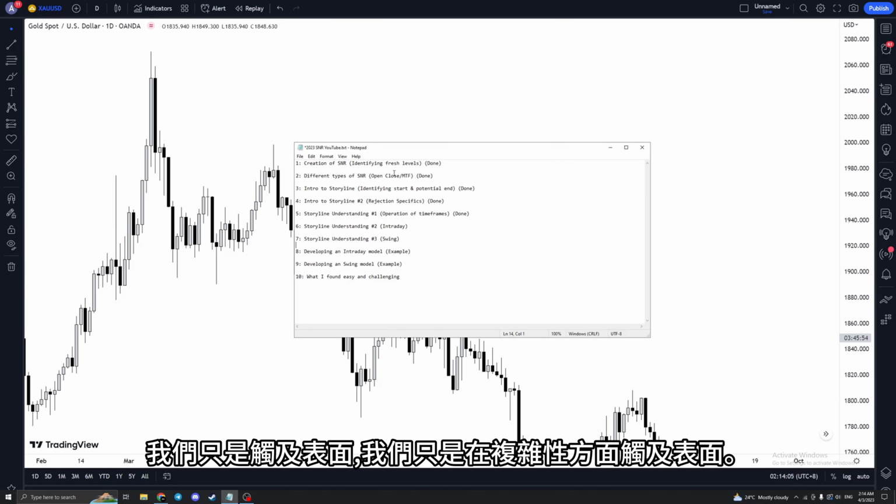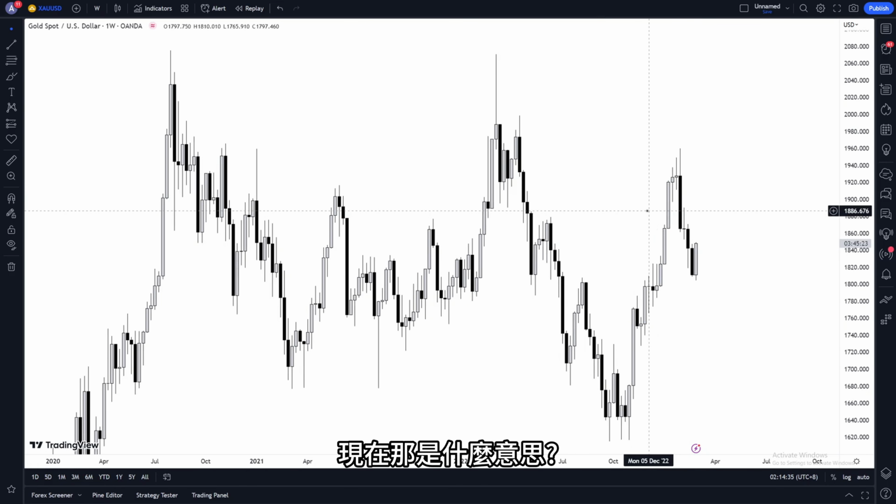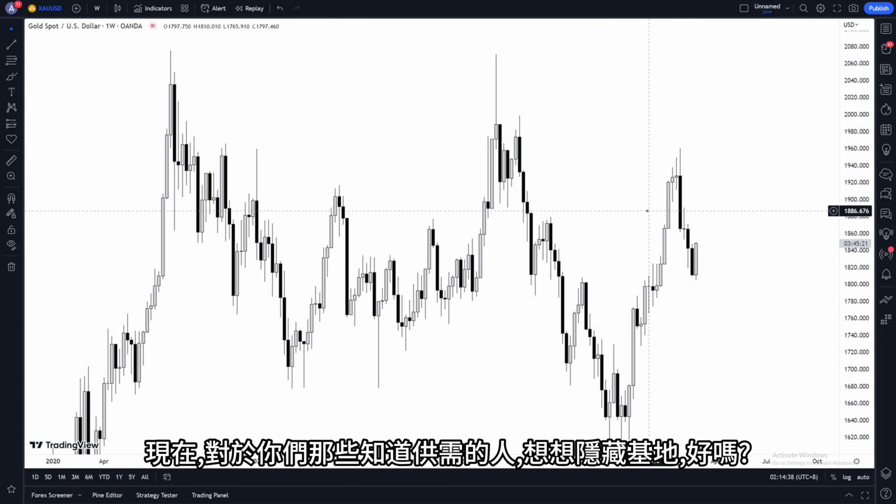All of these different types in terms of bullish and bearish scenarios. But here's another one, which is open close. Now, what does that mean? For those of you who know supply and demand, think of hidden base.